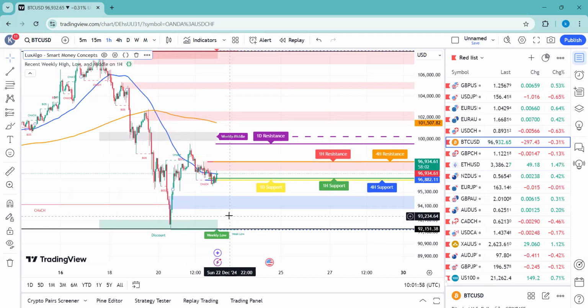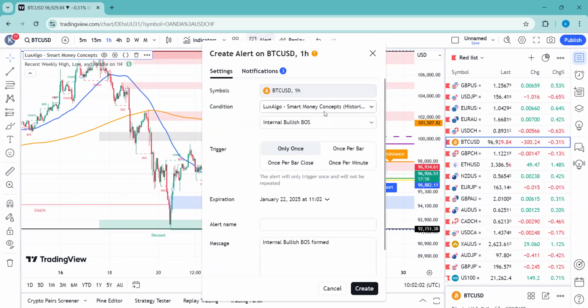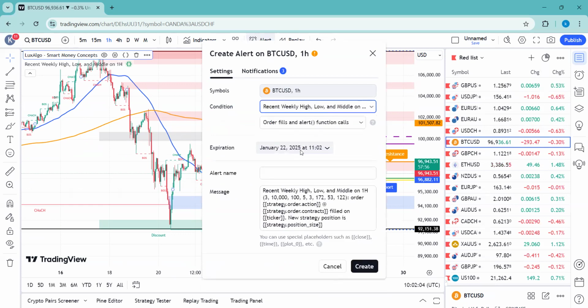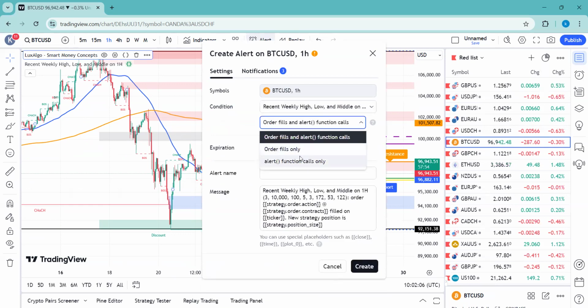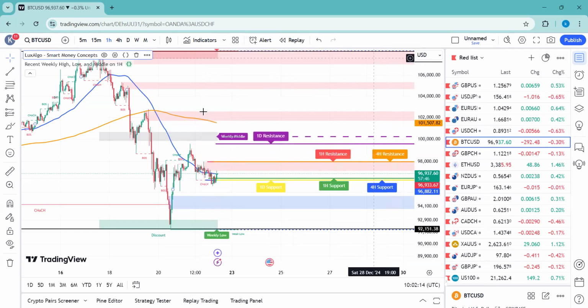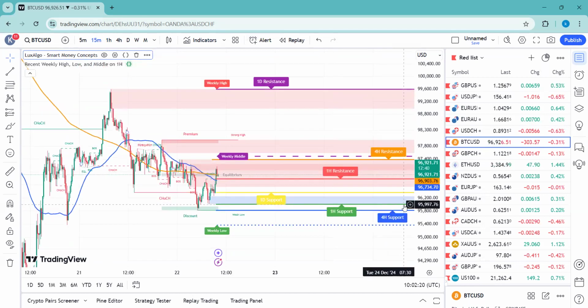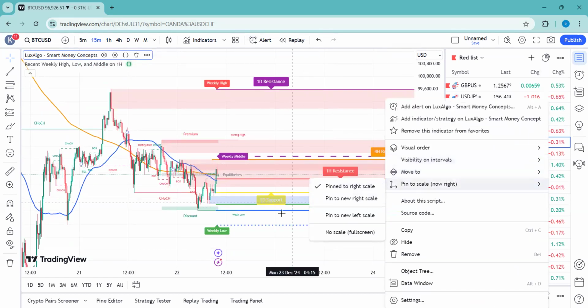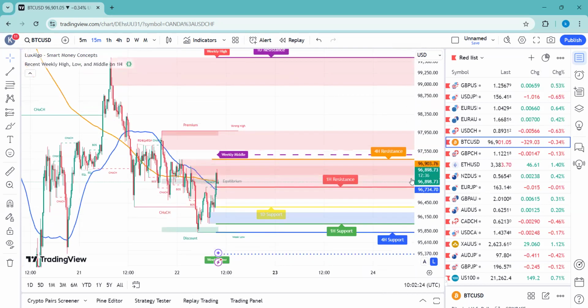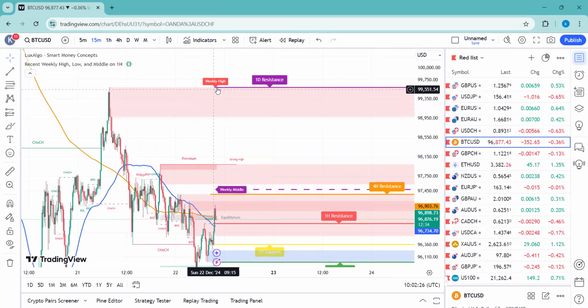So this script has an alert. You can incorporate your alert to better handle your positions and your entry. You can set the alert to alert on function cost only, or other features, on the 1 hour time frame. So if we go over to the 15 minutes time frame, you can see that at these levels, price created the weekly high over here.